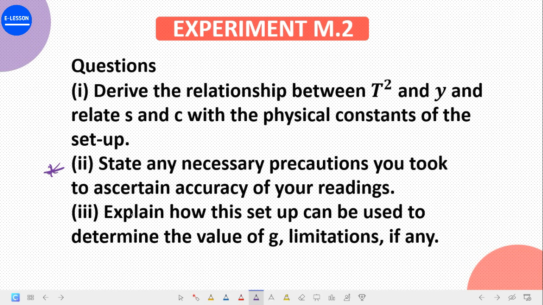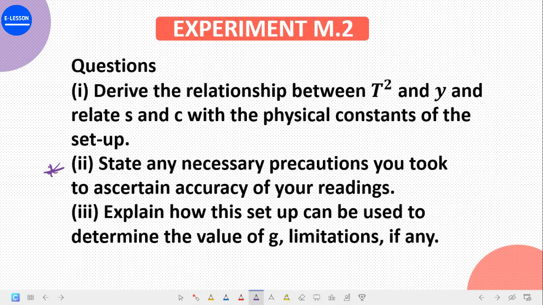Of course, everybody knows that one of the precautions is that error due to parallax is avoided. Then another thing is that zero error of the meter rule is avoided, in such a way that when you are taking your measurements, you put your meter rule at the zero point. So it was ensured that the zero error of the meter rule was avoided.